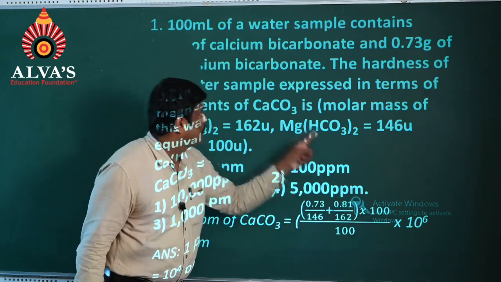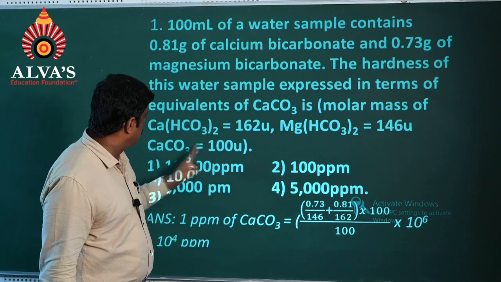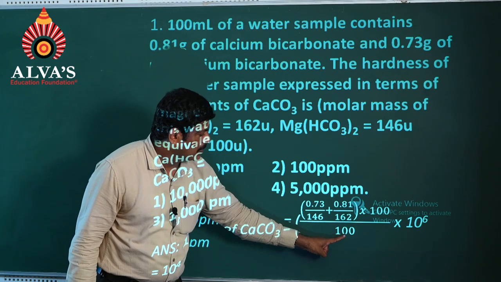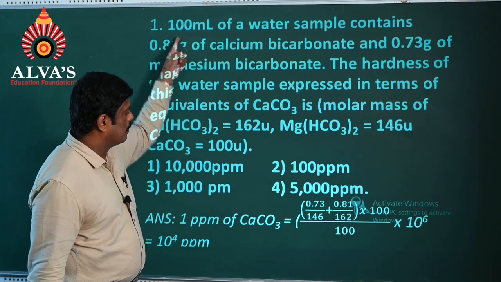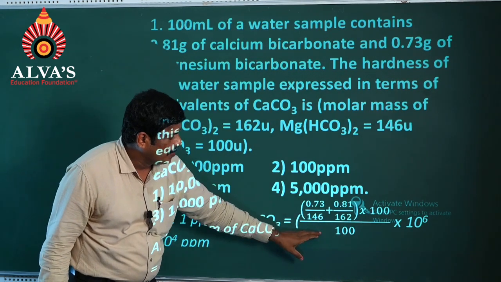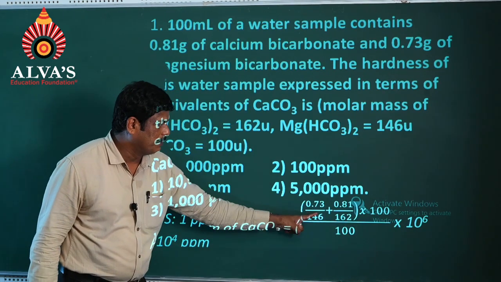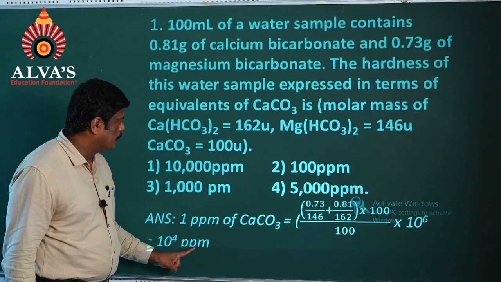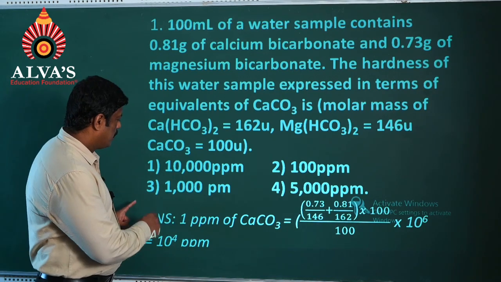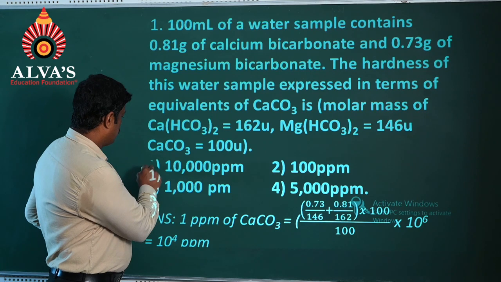This 100 is for 100 gram of calcium carbonate, and this 100 is 100 ml, meaning mass divided by volume of solution, into 10 to the power of 6. If you simplify this, you will get 10 to the power of 4, so the option must be the first option.